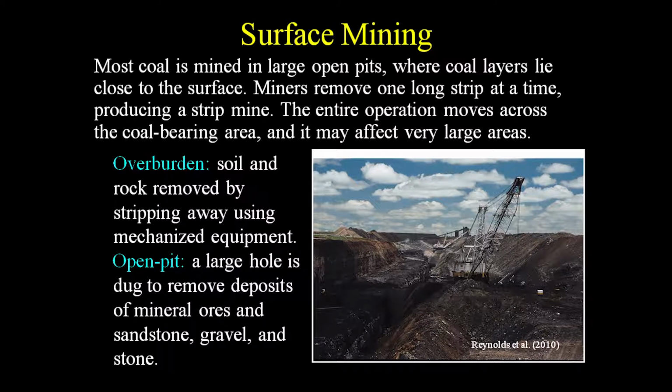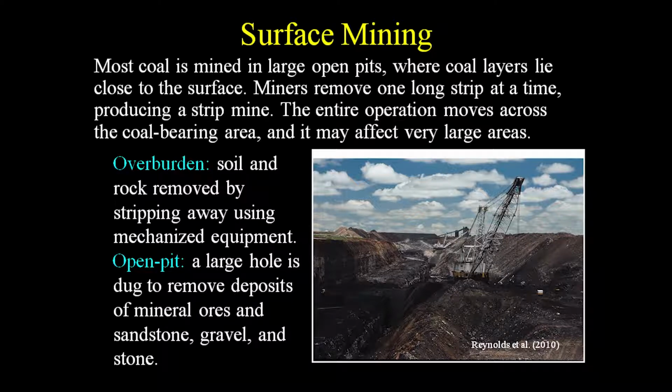Coal is mined through surface mining and subsurface mining. In surface mining, coal is mined in large open pits where coal layers lie close to the surface. Miners remove one long strip at a time. The entire strip mining operation moves across coal-bearing areas, and it may affect very large areas because of the ways in which they are mined, transported, and processed.